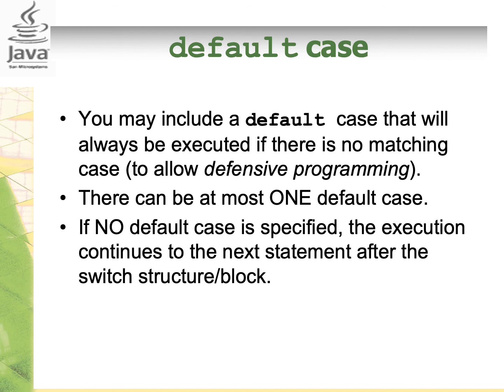We may include a default case that will always be executed if there is no matching case. This is to allow defensive programming. In the switch, there can be at most one default case. If no default case is specified, the execution continues to the next statement after the switch structure. You can think of it as having only an if statement without the else. When no cases match in the switch, if we don't have the default case, nothing will be displayed.